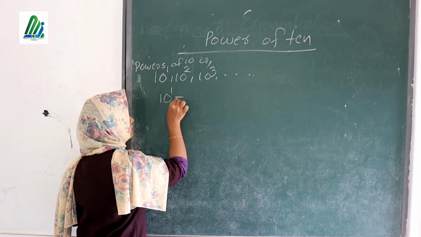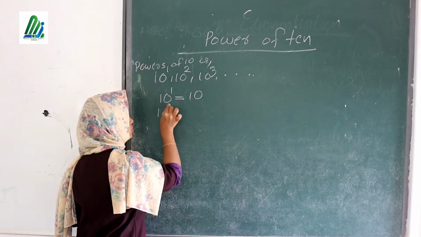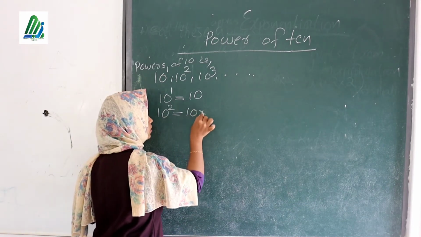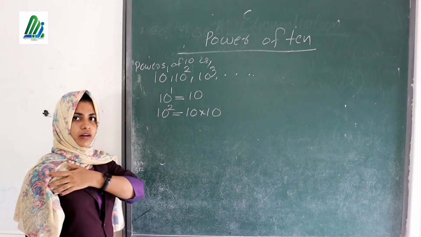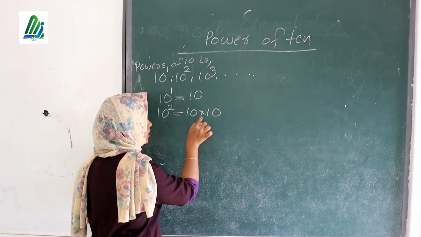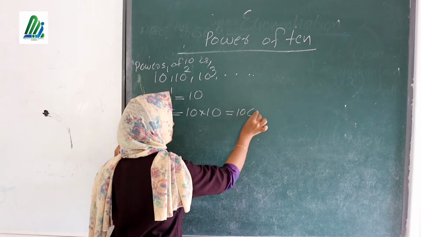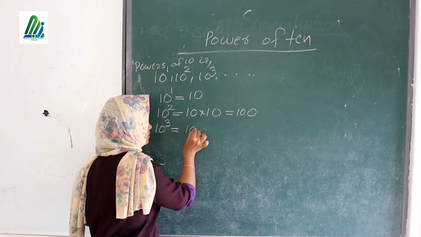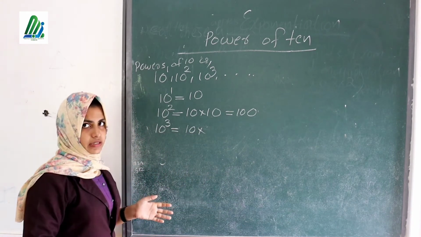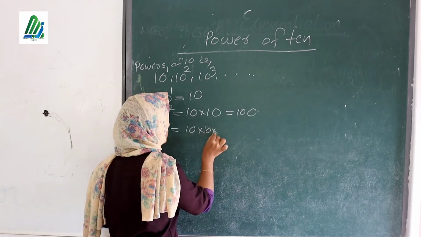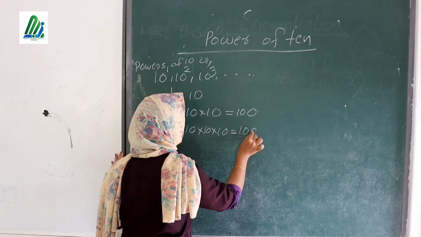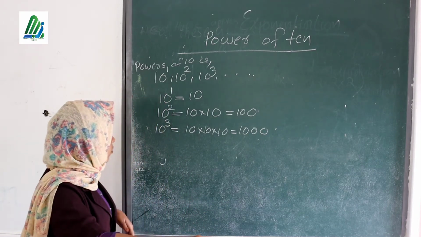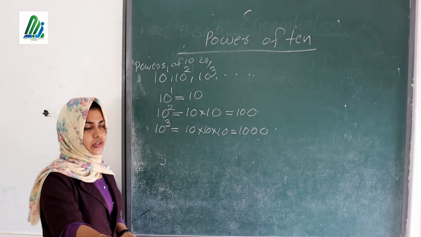10 raised to 1 is 10. And 10 raised to 2 means multiply 10 2 times, which means 10 into 10, that is 100. The next, 10 raised to 3, means multiply 10 by 3 times. Here the power is 3. 10 into 10, and we get... then what about 10 raised to 8? How can we compute 10 raised to 8?